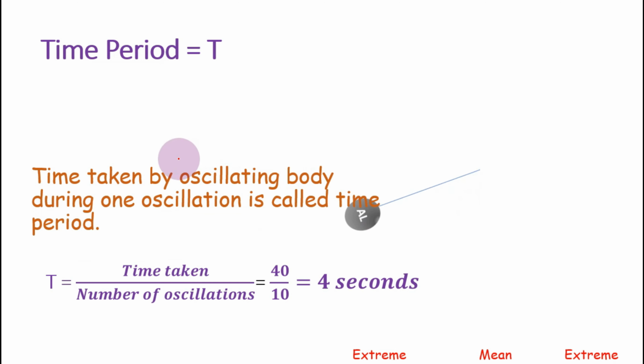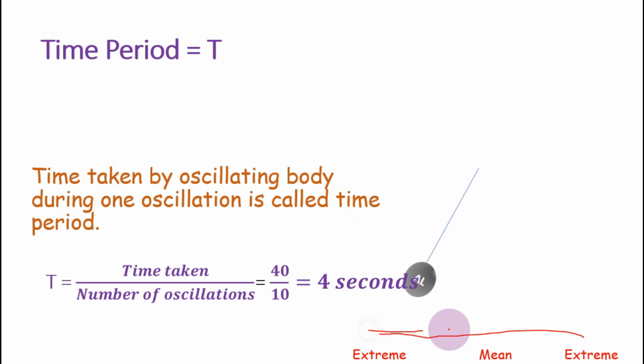What is time period? The time taken by an oscillating body or simple pendulum to complete one oscillation is called time period. Suppose it starts the journey from here, comes here and then back here. Suppose it takes 4 seconds, then its time for the whole journey will be 4 seconds. To find the time period, you can use this formula: time taken divided by number of oscillations. Suppose you start the stopwatch on your mobile and mark here, suppose it starts the journey from here, then count the number of oscillations till here.